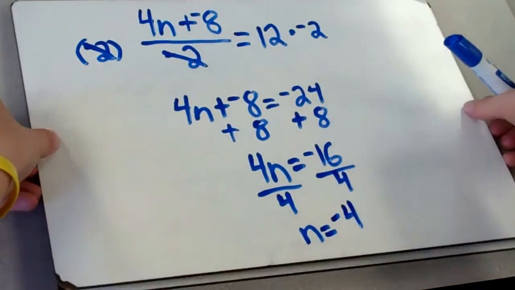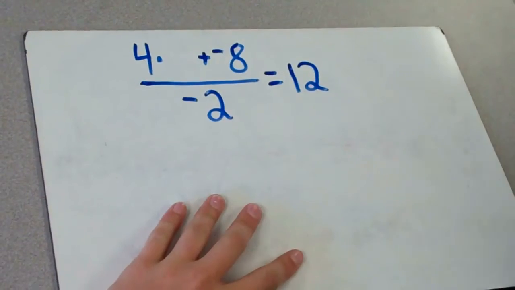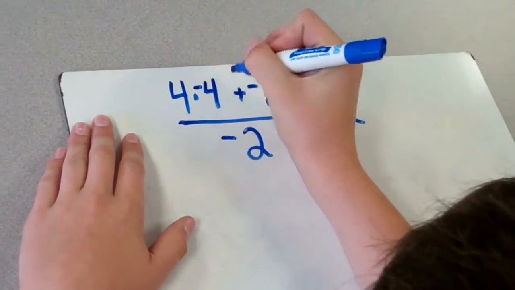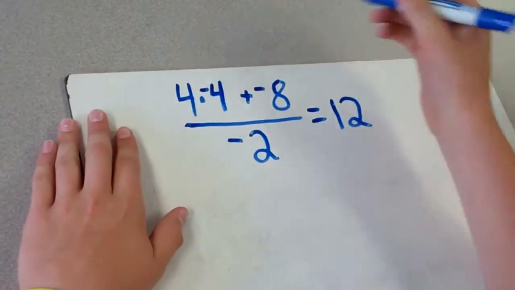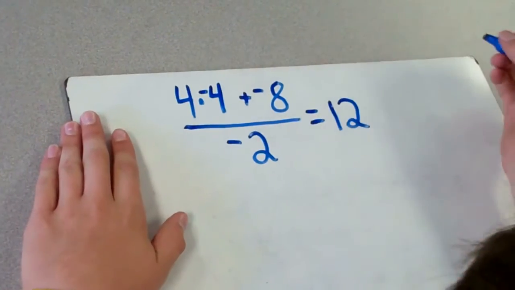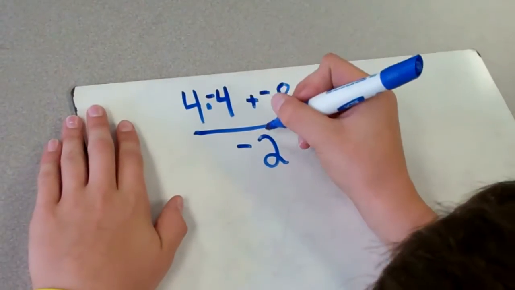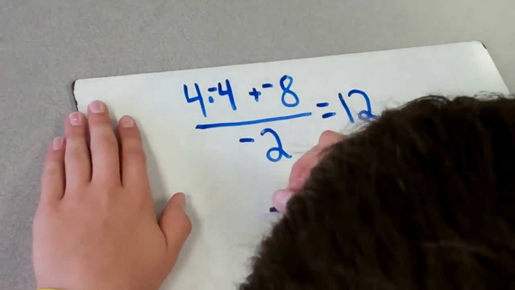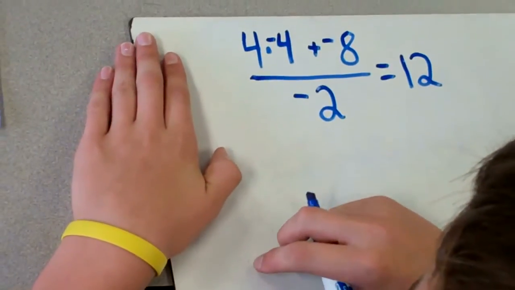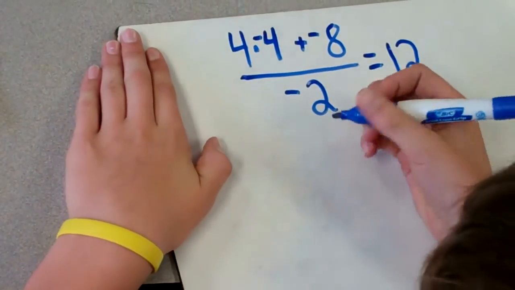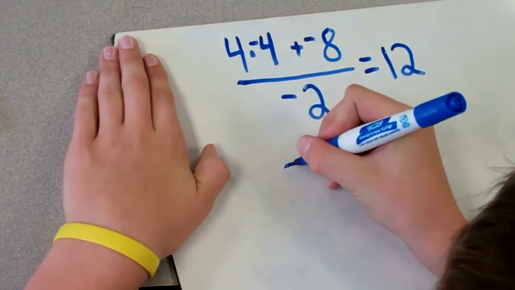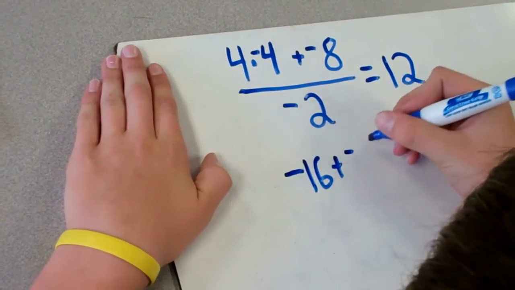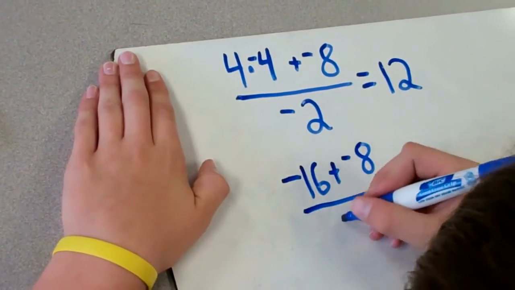Now we always want to check our work to make sure that our answer is right. We got n is equal to negative 4. So it's 4 times negative 4, and then adding the opposite, plus negative 8. So we have negative 16 plus negative 8 over negative 2.